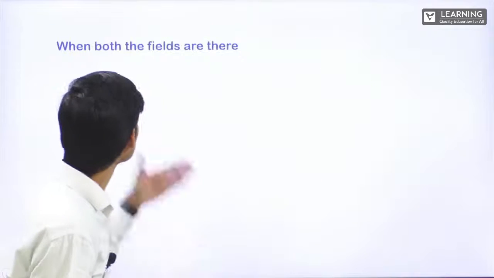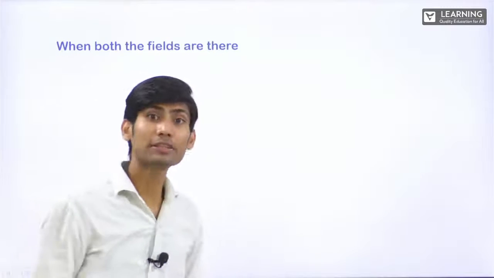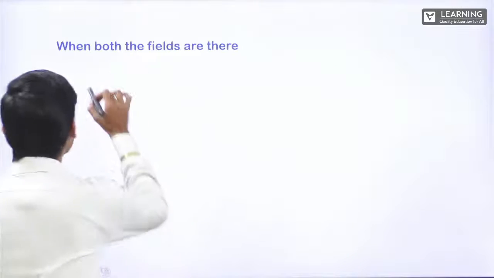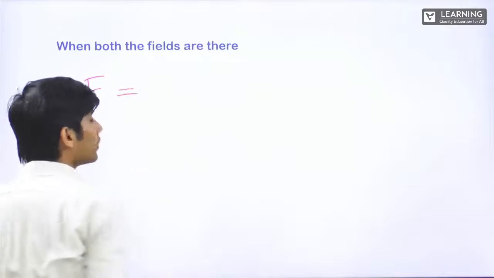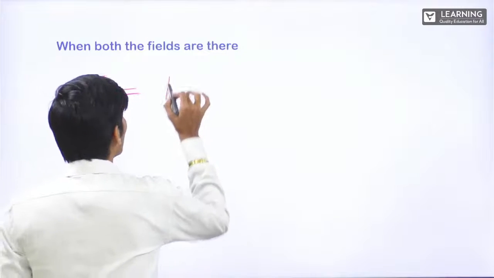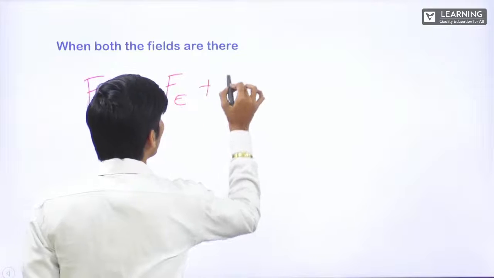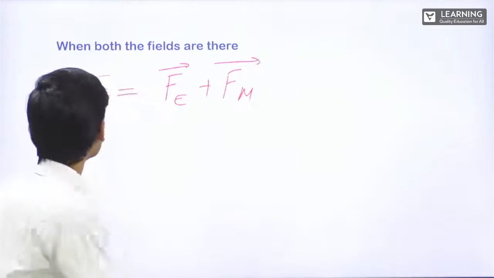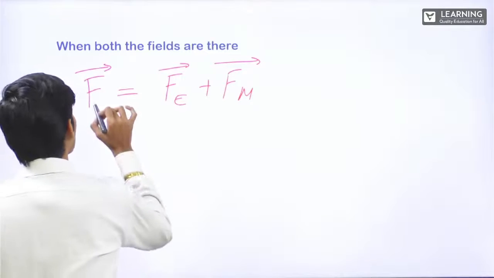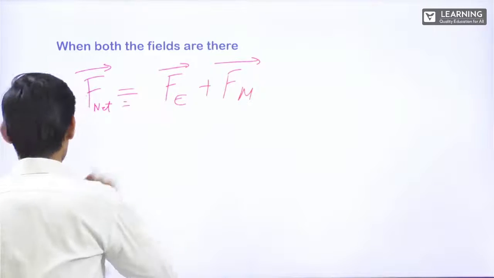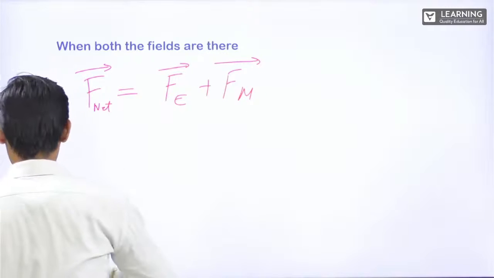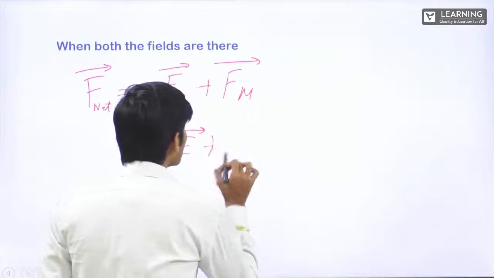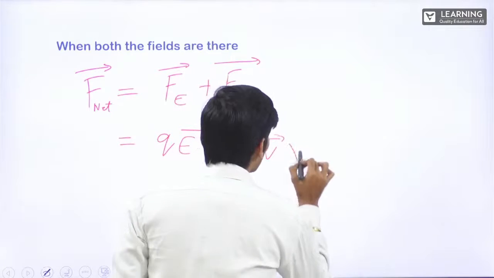Alright. So now in a region when both fields are there, both fields means electric field is also there, magnetic field is also there. Then what will be the force? The net force, or we call it Lorentz force, will be electrostatic force plus magnetic force. Vector sum we have to do. Fine. F net, let's say, that is equal to QE vector plus Q into V cross B vector.